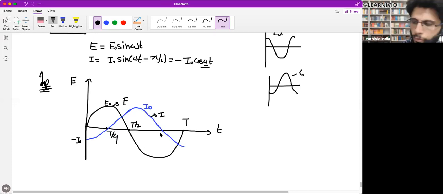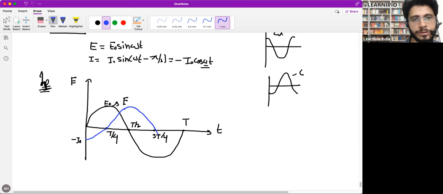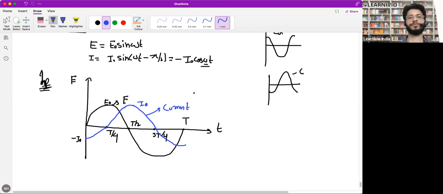If you want me to write everything properly, just give me a minute, or you will get confused. See, this time is T by 4. This time is 3T by 4. So the graph for current goes like this. It is maximum, then it touches 0, then it goes like this. This is for current, with peak value of current I naught.